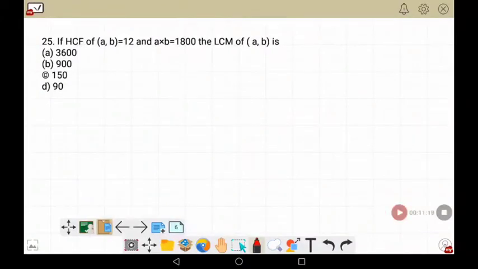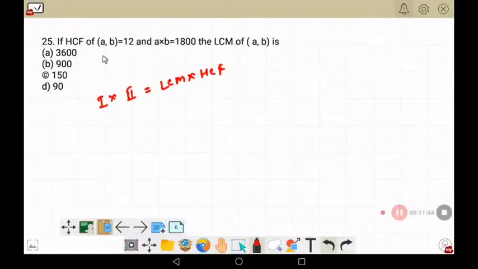Next, again we have the same kind of question. If the HCF of A and B is 12 and A into B equals 1800, then the LCM of A and B is? Very easy. We will use the same formula. The first number into second number is always equal to LCM into HCF. Students, I am sure one of the questions from this formula will be there in your exam.